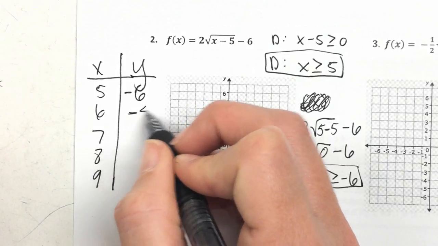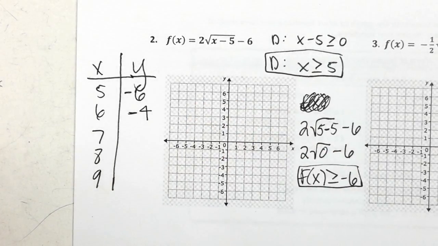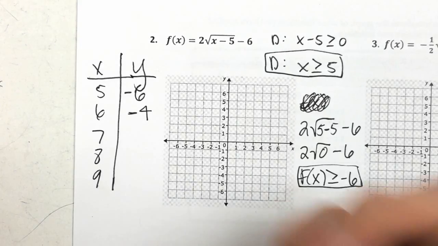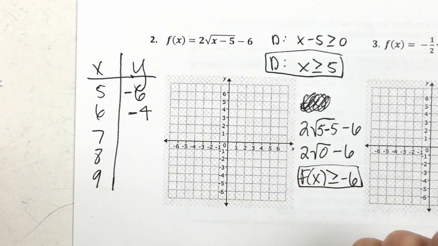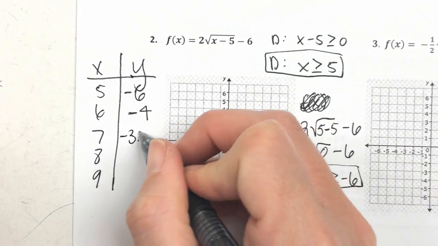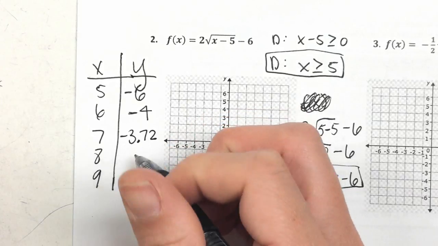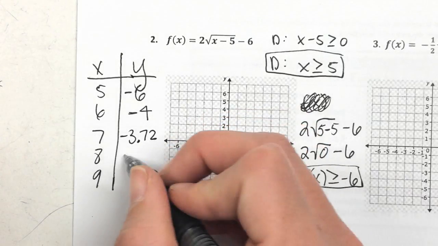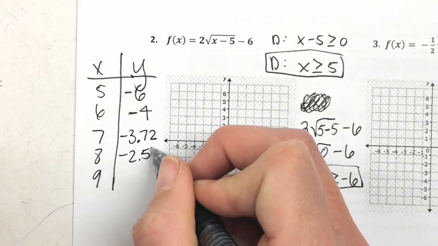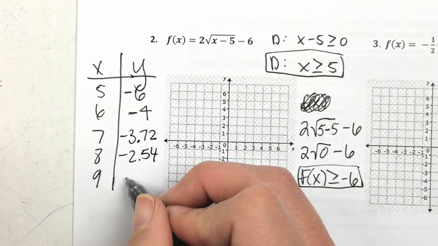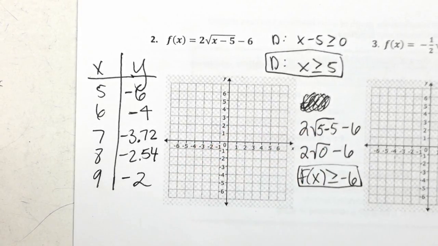Negative 4? Okay. CJ, I already called on you, I'm sorry. John, what'd you get when you plugged 7 in? Negative 3.77. Zach, what'd you get when you plugged 8 in? Negative 2.54. Chloe, what'd you get when you plugged 9 in? Negative 2. Did everybody get these values?